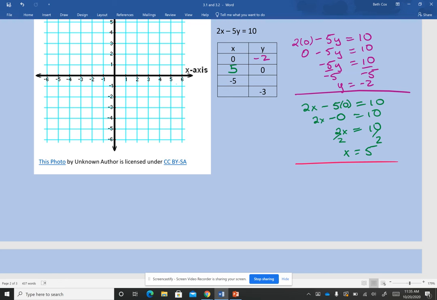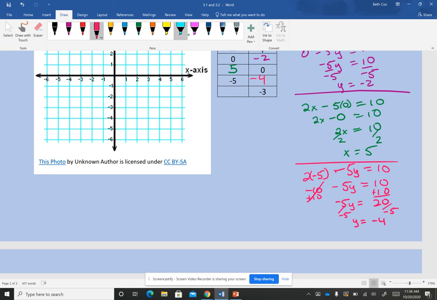This time x is negative 5, so 2 times negative 5 minus 5 times y equal 10. So that's negative 10 minus 5y equal 10. I've got to solve. Add 10 to both sides. Negative 5y is 20. Divide by negative 5 on both sides. And I get y is negative 4.